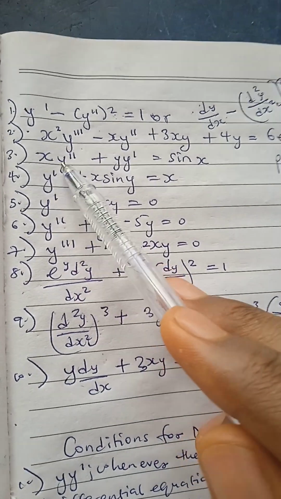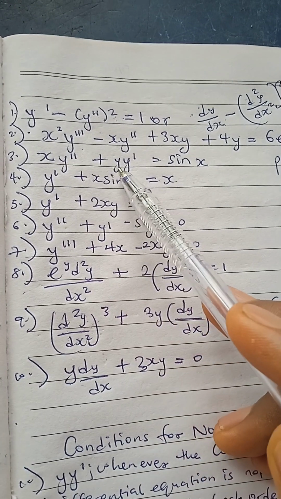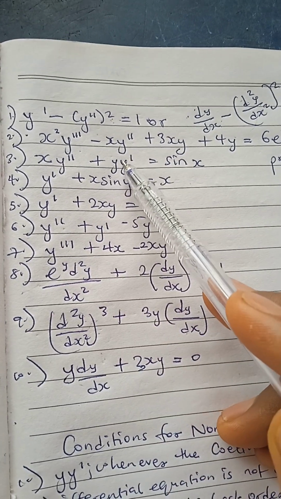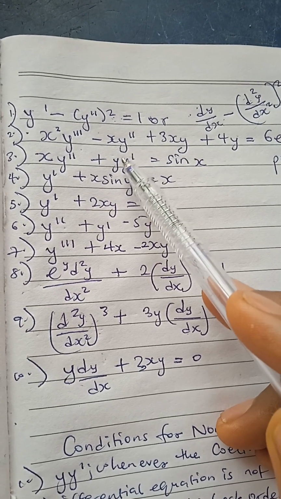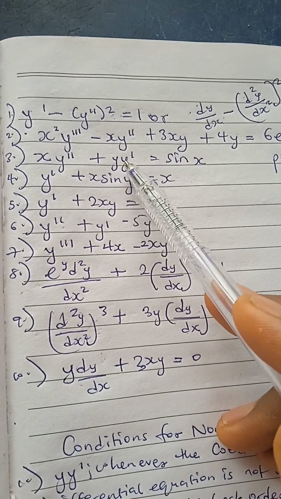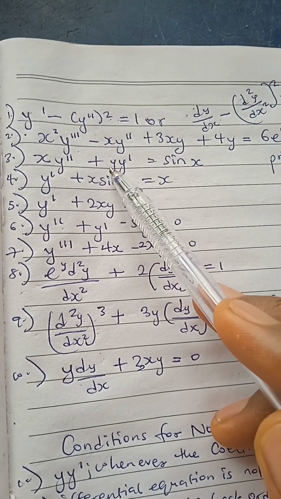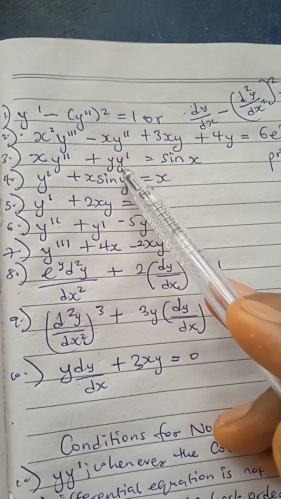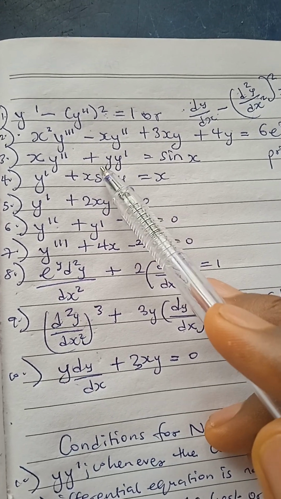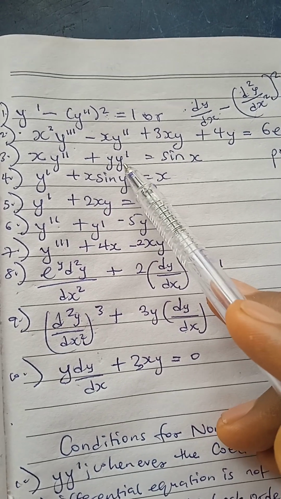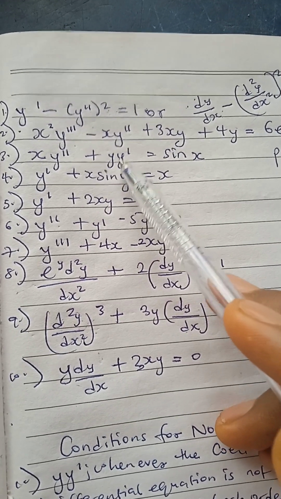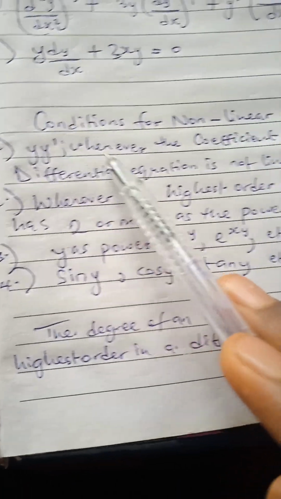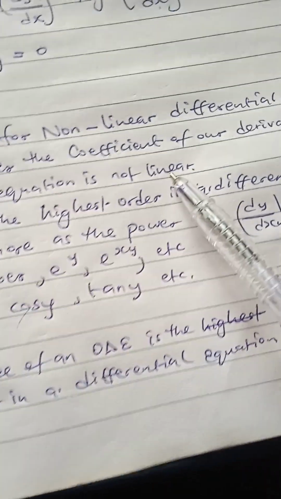But mind you, this number 3 is non-linear because y is multiplying an order of the equation. Here y is multiplying y prime. Even if y is multiplying y prime prime, that is, dy over dx squared, or the cube y over dx cube, whenever y is multiplying an order of a differential equation, that equation is non-linear. So the condition is, whenever the coefficient of our derivative is y, the differential equation is non-linear.